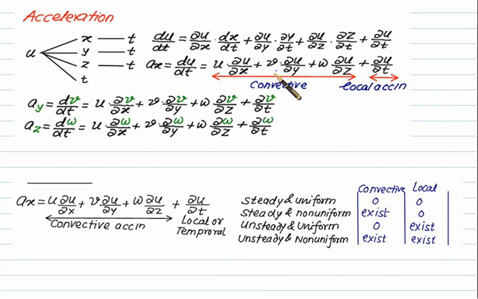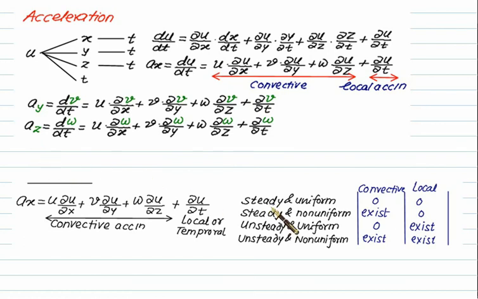So if we know the definition of ax, we can very well copy down for ay. The same terms you have to write down: u, v, w. This time we have to take the partial derivative of v with respect to x, v with respect to y, and v with respect to z. Same thing you have to copy down for az also.